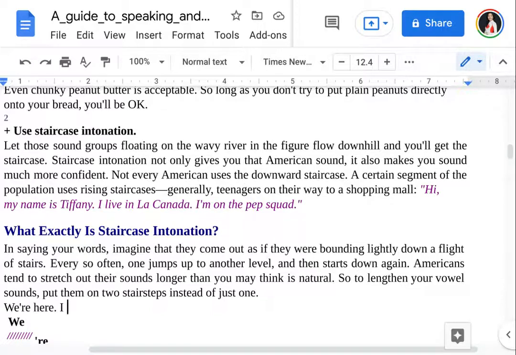Not every American uses the downward staircase. A certain segment of the population uses rising staircases, generally teenagers on their way to the shopping mall. "Hi, my name's Tiffany. I live in La Cañada. I'm on the pep squad."